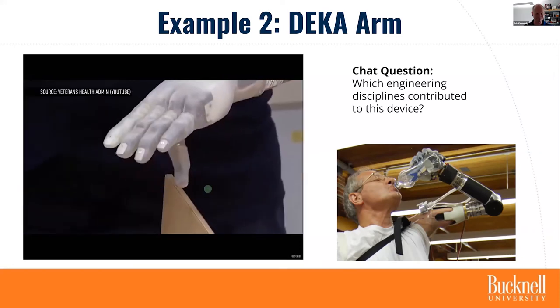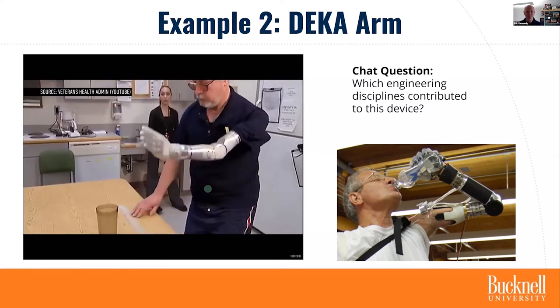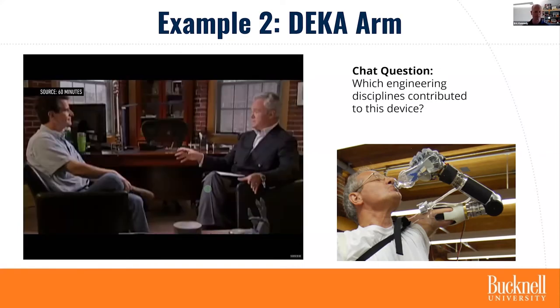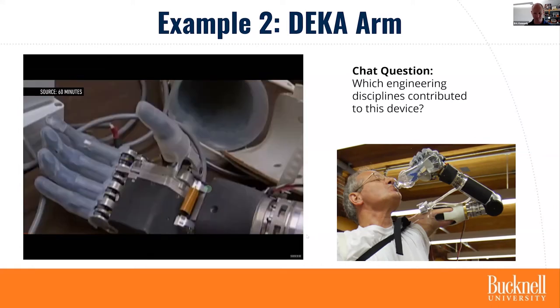The U.S. Food and Drug Administration has approved the DEKA arm system, a mind control prosthetic that can do multiple simultaneous movements. A number of scientists and engineers from around the world are working on similar limbs, but this is the first one with FDA approval.